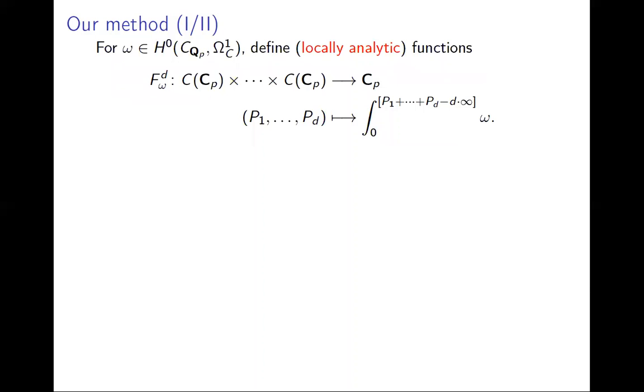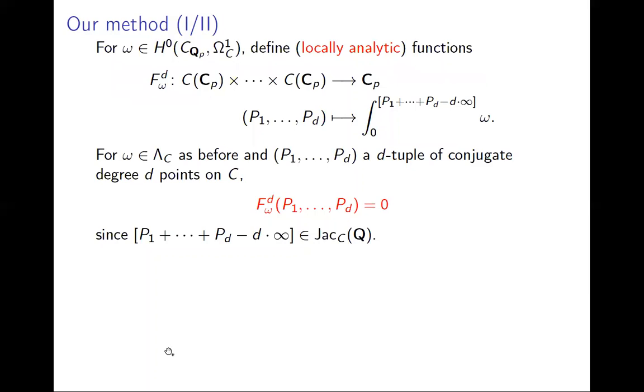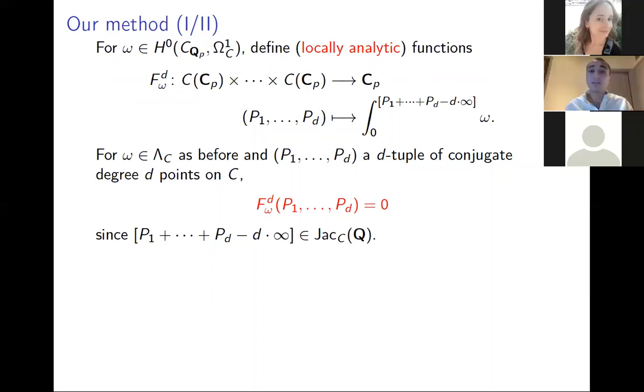So for a one form, we define this capital F_omega^d on the d-fold product of our curve, where we take a d-tuple of points and we integrate against P_1 plus ... plus P_d minus d infinity. And so again, if we have a one form in lambda of C and P_1 through P_d is a d-tuple of conjugate degree d points, then this F_omega^d will vanish on this d-tuple because P_1 plus ... plus P_d minus d infinity is a Q-rational point of the Jacobian.